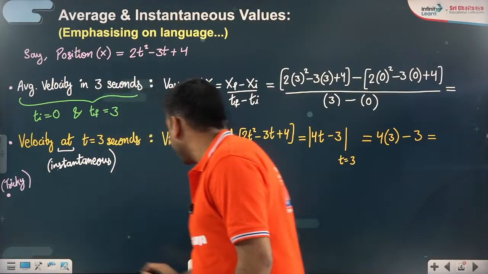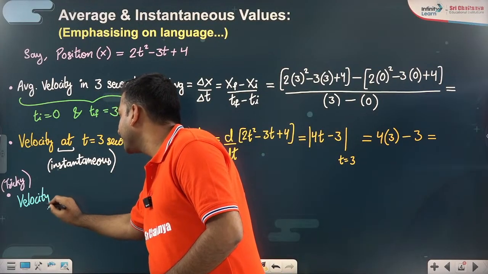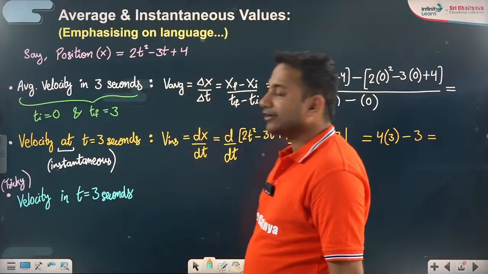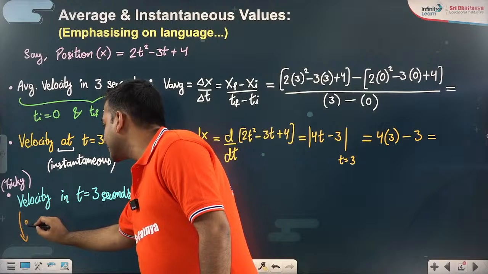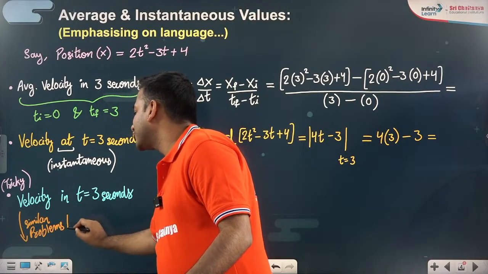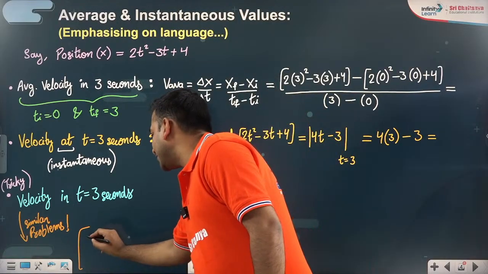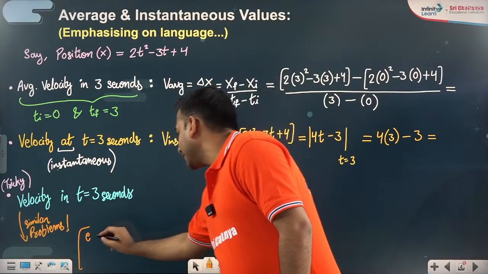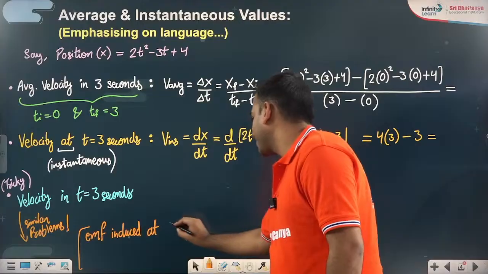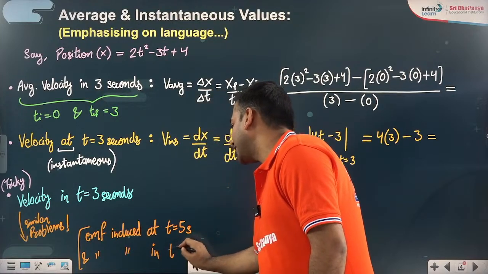They ask sometimes, this is a tricky part on which I wanted to emphasize actually. Velocity in t equal to 3 seconds. Similar problems for us. They sometimes ask on the basis of Faraday's law in electromagnetic induction. Similar problem is they ask the EMF induced at t equals to 3, or EMF induced in t equal to 5 seconds.